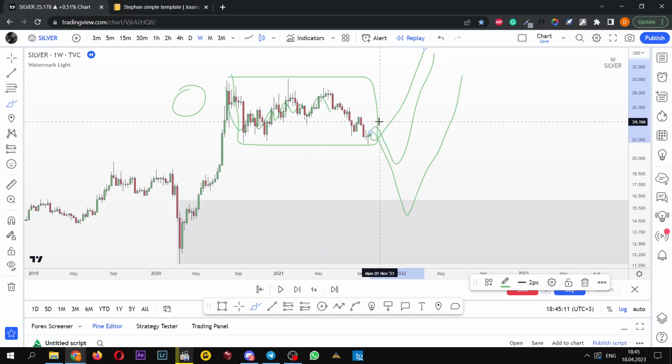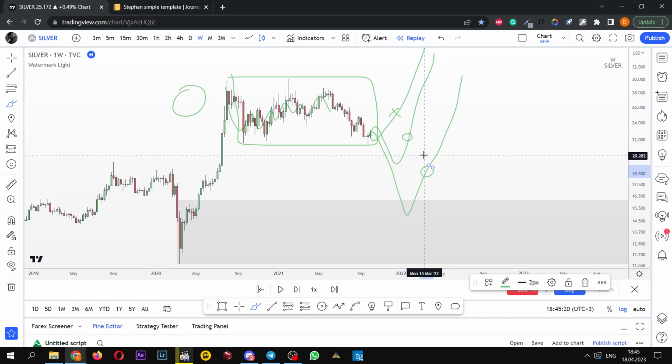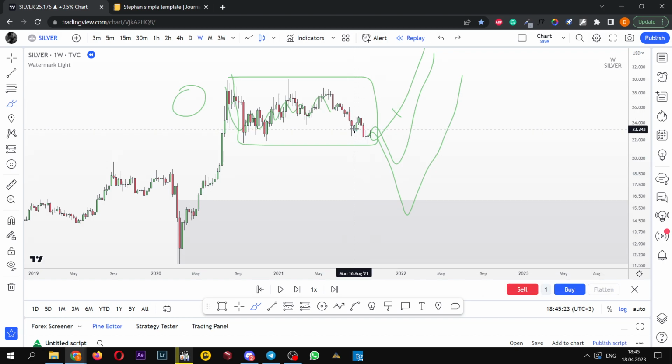But if we take these 3 main scenarios, what we can say is that the inside structure is now currently moving bearish, and so this option is not confirmed in the clearest way, and these options are possibly in the move on the daily.